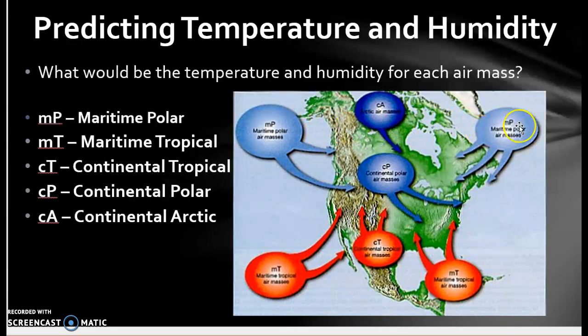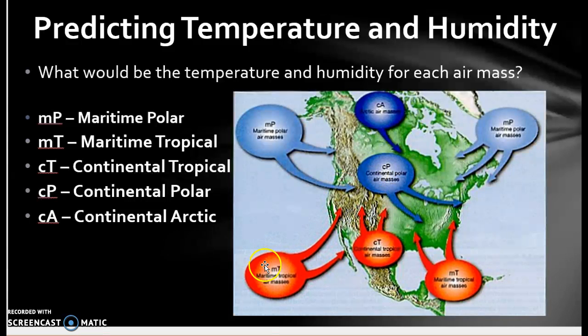Over here would also be a maritime polar because it's over the ocean and it's up near the poles. The one right here is way up near the Arctic Circle or the North Pole, so we would call that a continental Arctic. This one down here is lower. It's still found over the land, so we would call it continental, but it's still near the northern part, which is chillier, so we call it a continental polar.